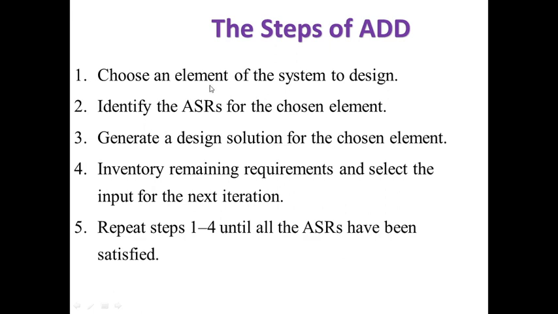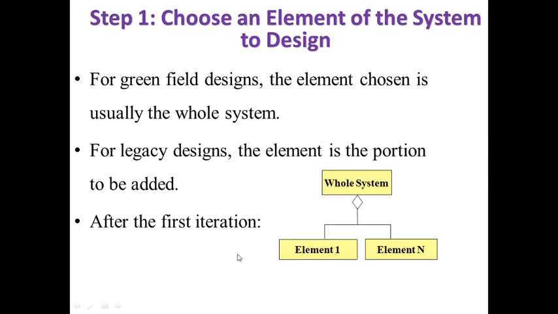So for this, we have to follow 4 steps. The first step is we have to choose the element to design in the system. Next, we have to identify the ASR for that particular element. And next, we have to design a solution for that element. Then, we have to review the remaining requirements and select the input for the next iteration. Till it is completed and satisfied, these steps have to be repeated.